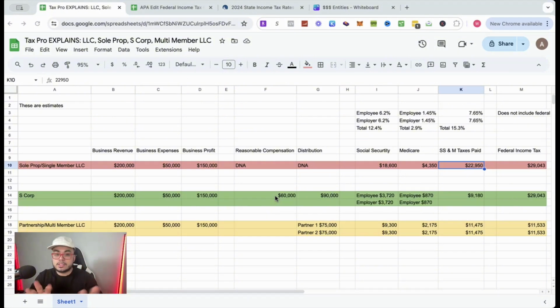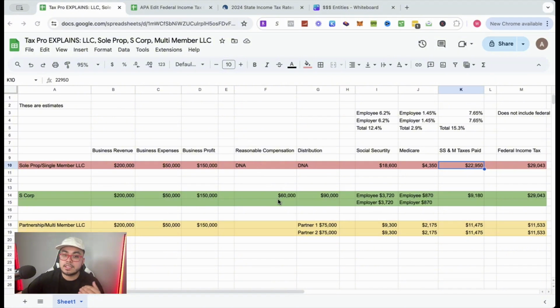But for this purpose, I said that reasonable compensation off of 150,000 was 60,000, and the distribution part is going to be 90,000. Now we're going to talk about reasonable compensation. One of the many requirements when you are an S corp is you have to give yourself a reasonable compensation, and like I said, in this case it's 60,000, and the rest of it is going to be a distribution. Distributions are essentially just you taking money out of the business account or just leaving it inside of the business account.